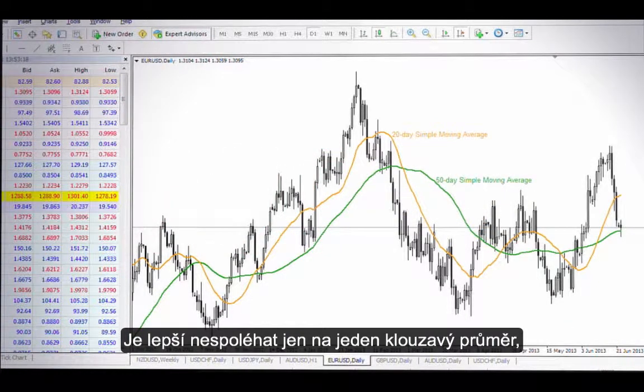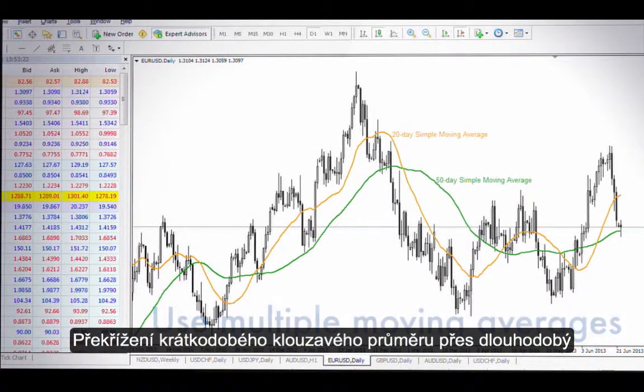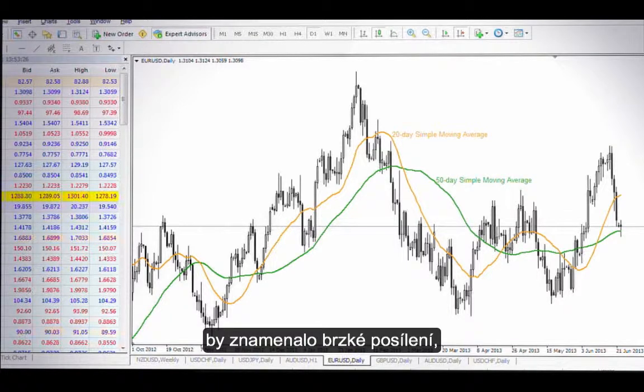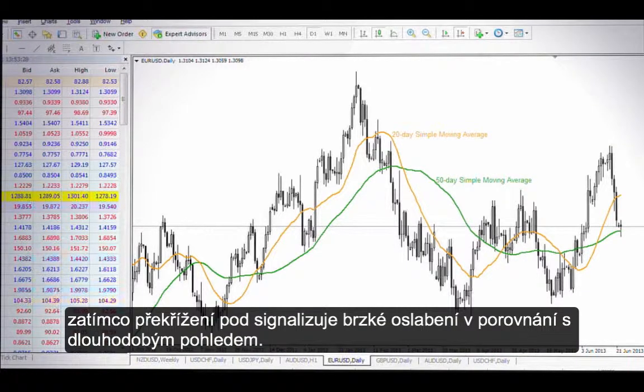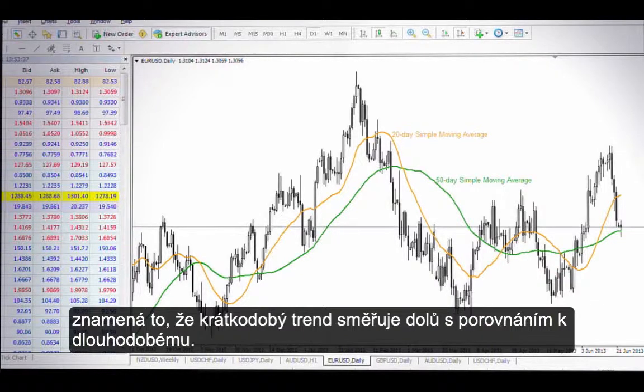It is better not to rely on a single moving average and use more than one moving average. A crossover of a short-term moving average to the long-term would indicate near-term strength, while a cross-under would signal near-term weakness as compared to long-term. For example, if a 20-day moving average is trading below a 50-day moving average, it indicates a short-term trend is downward as compared to a long-term trend.